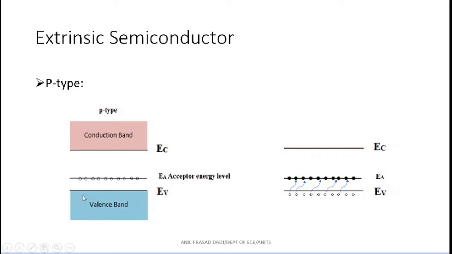So a valence electron in the valence band can now move from the valence band to this particular energy level. The energy required for moving your valence electrons from the valence band to this acceptor energy level is very small. At most it is 0.01 electron volts. It is very small, 0.01 electron volts, so that will be given even at room temperature.